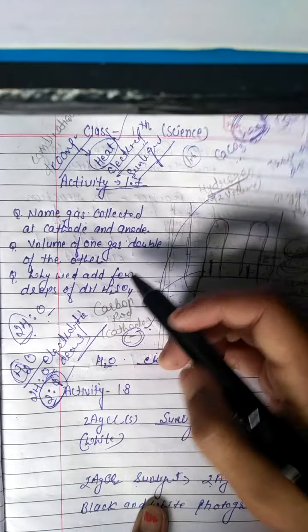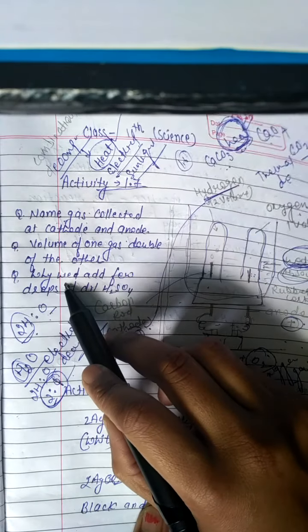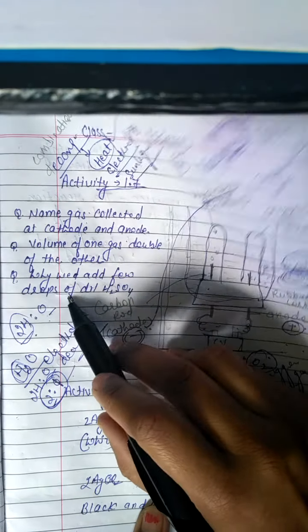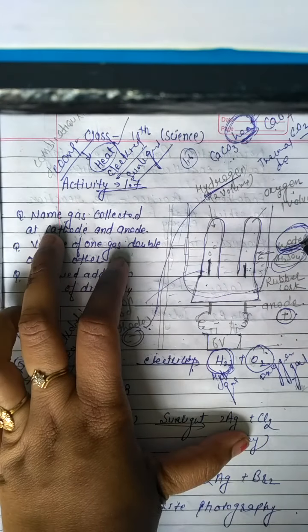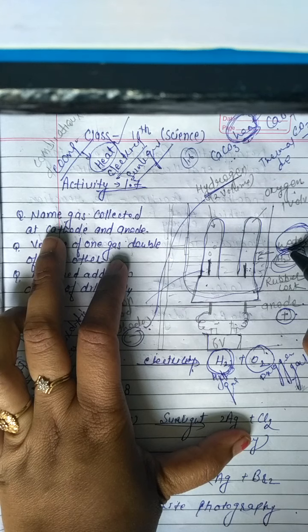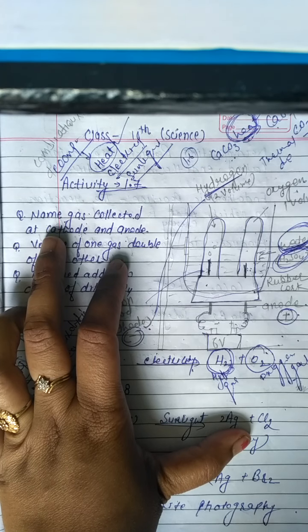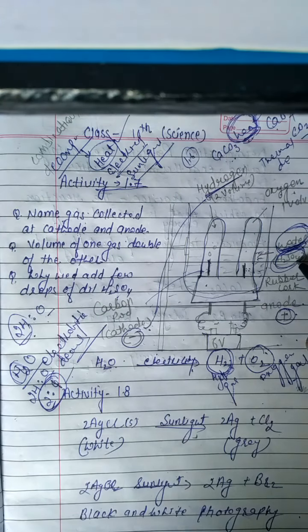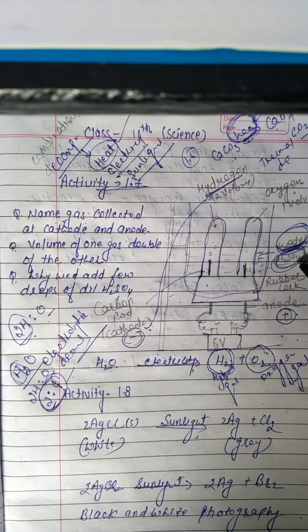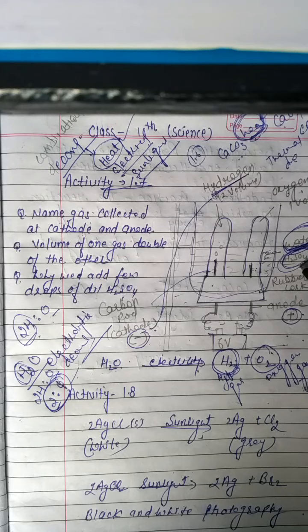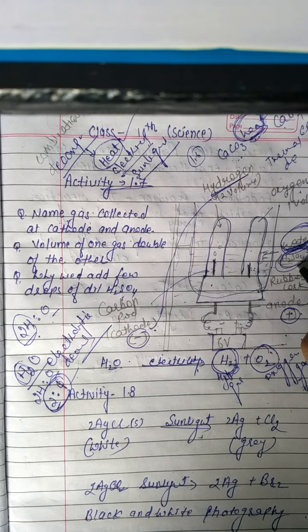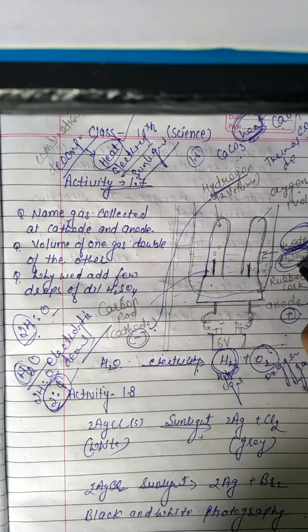Clear? Now the third question: why do we add a few drops of dilute sulfuric acid? When we do the electrolysis of water, we add a few drops of sulfuric acid. What is the function of this? We add the sulfuric acid to the water to help break down the water molecule.